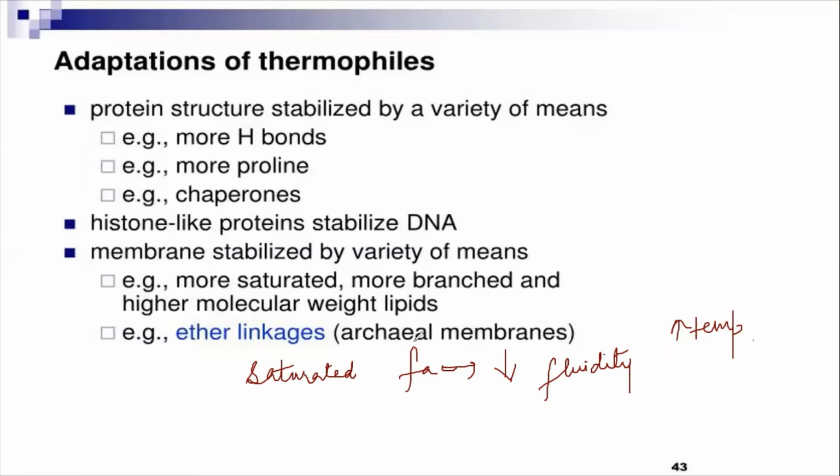Okay. Now, for example, archaeal membranes are more tolerant to the increase in temperature because they have ether linkages as compared to the ester linkages that we have in the phospholipids. So we have ester linkages. Now, to make it stronger, the archaeal membranes have ether linkages.